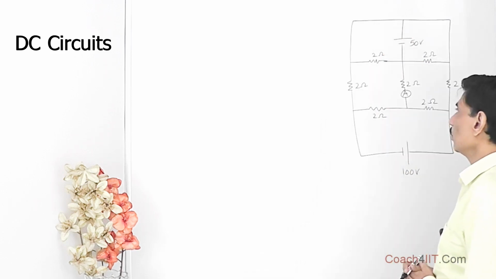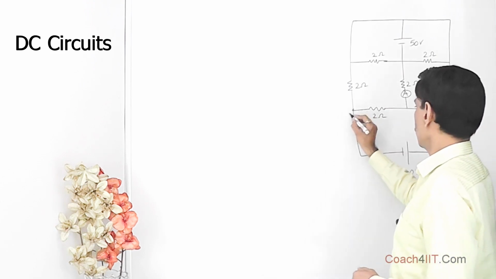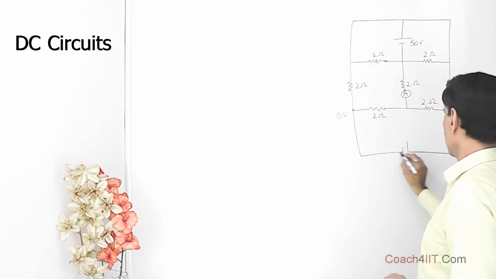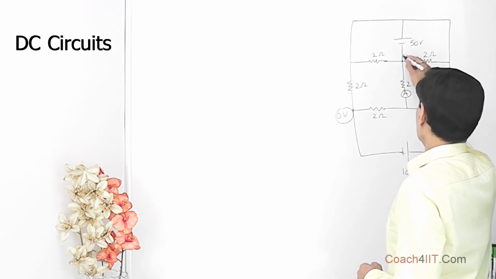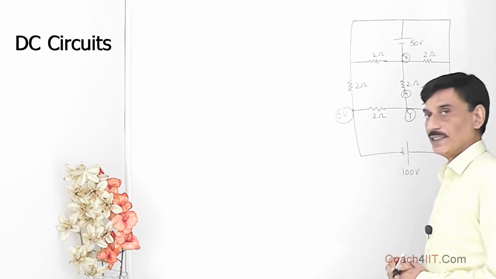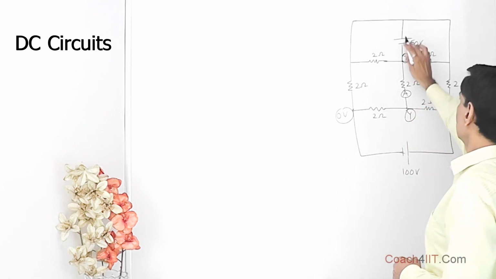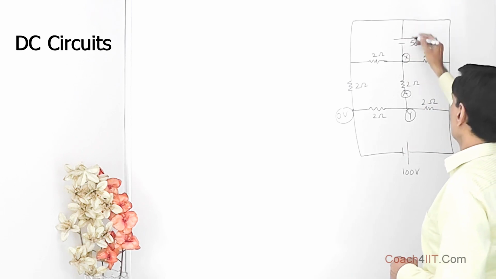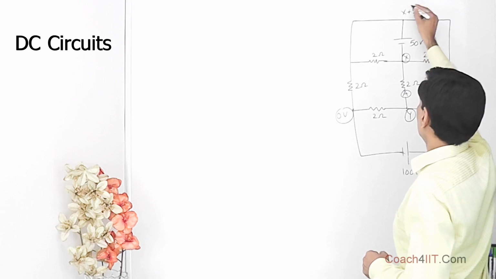We can take any node at reference potential. Let's take this as 0 volt. If this is at 0 volt, then obviously this is going to be at plus 100 volt. We can take this node at X and this node at potential Y. If this is at X, this is a battery, there is no resistance over here, so this is going to be at X plus 50 volt.